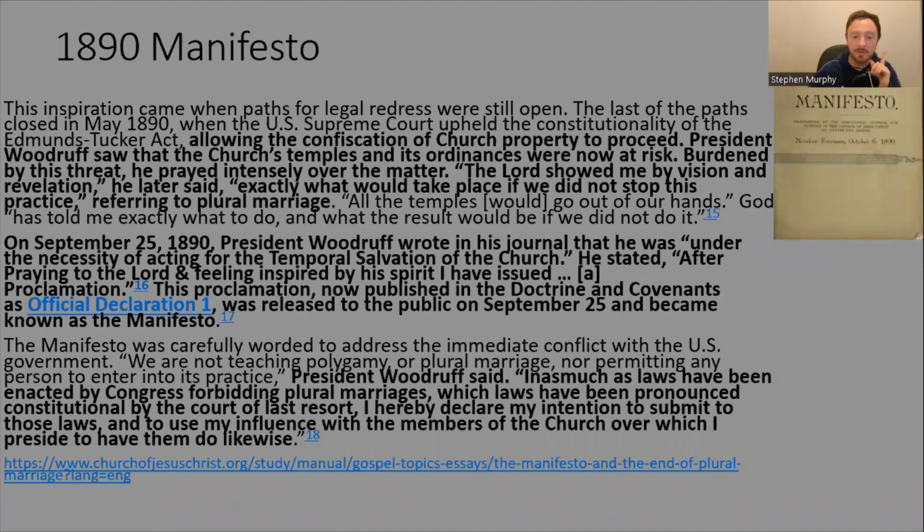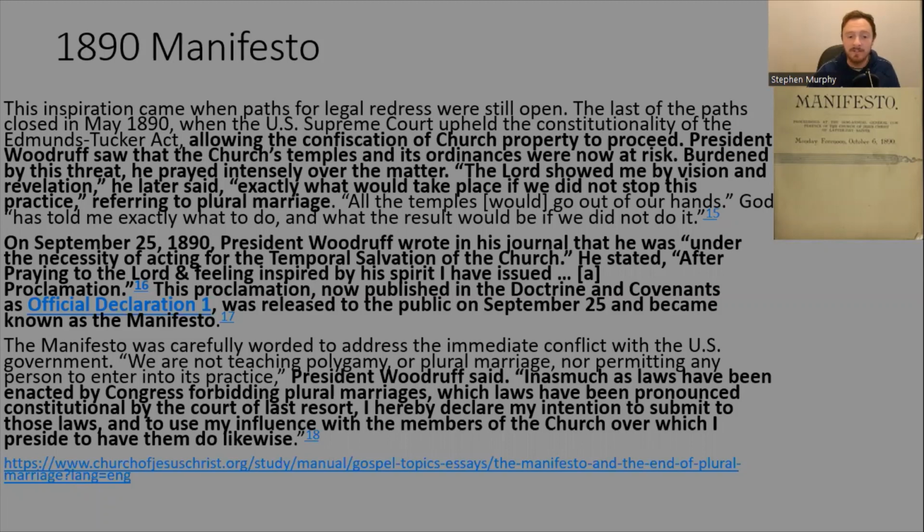So this comes from the Gospel Topics essay. This inspiration came when paths for legal redress were still open. The last of the paths closed in May 1890 when the US Supreme Court upheld the constitutionality of the Edmunds-Tucker Act, allowing the confiscation of church property to proceed. President Woodruff saw that the church's temples and its ordinances were now at risk. Burdened by this threat, he prayed intensely over the matter.